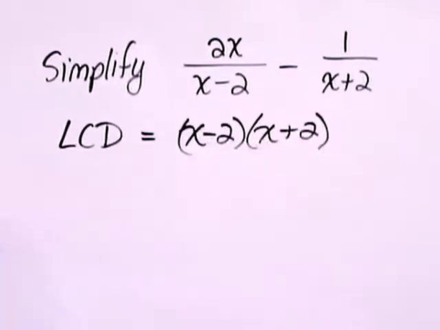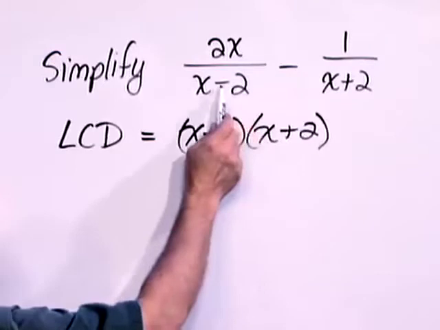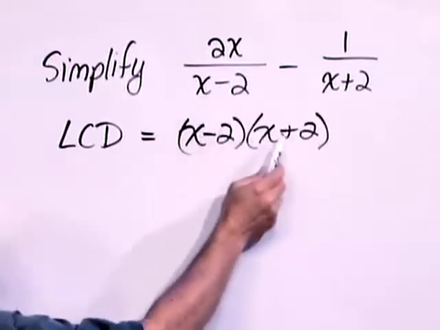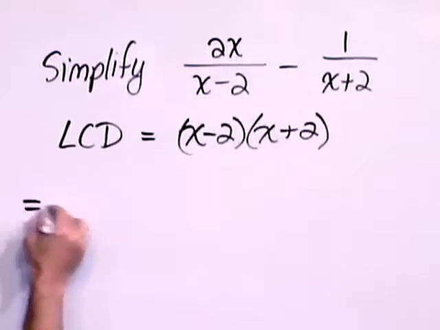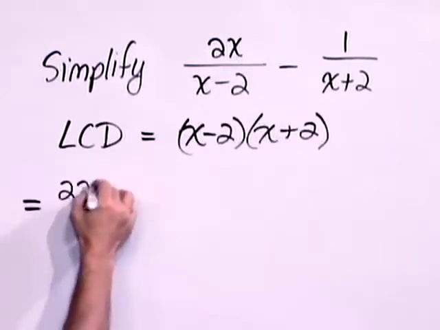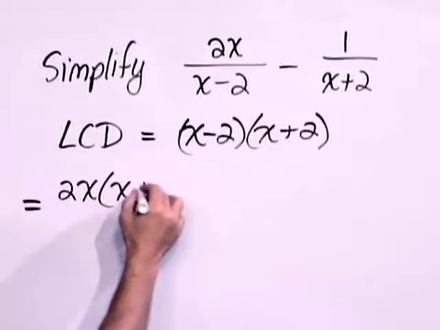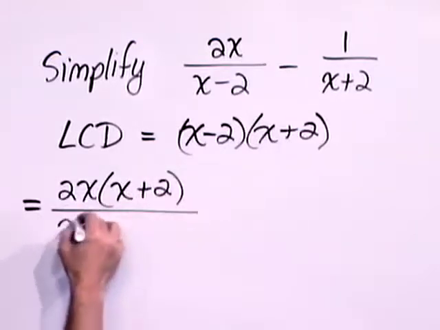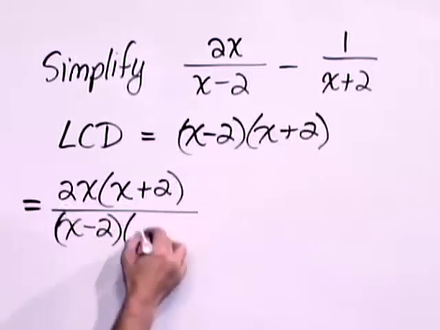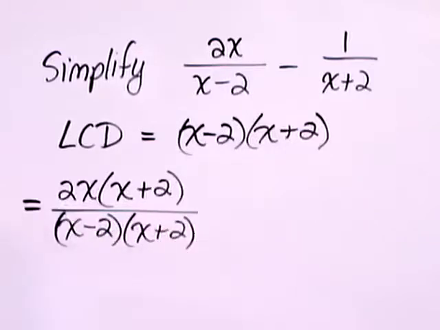In other words, it's x minus 2 times x plus 2. So to convert the first fraction, we would need to multiply the denominator by x plus 2, and therefore also the numerator. So this would be equal to 2x times the quantity x plus 2, and that's over x minus 2 times x plus 2.